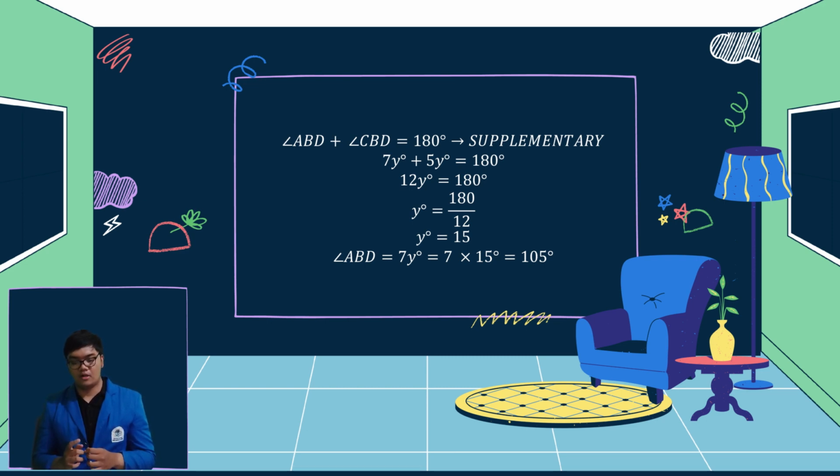So angle ABD equals 7 multiplied by 15. Why 15? Because y equals 15, then angle ABD equals 105 degrees. Alright, this is it. The angle ABD is equal to 105 degrees.